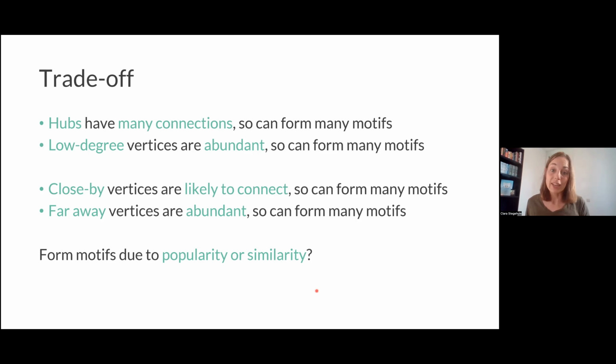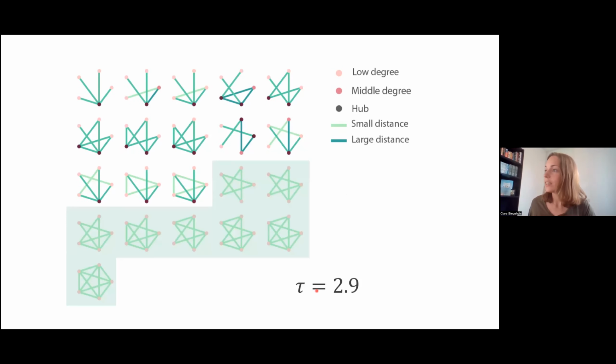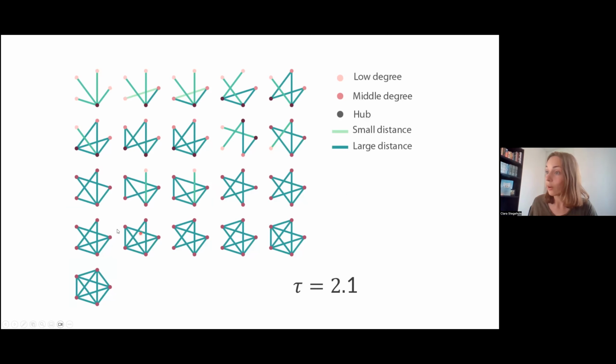And of course, there's also still a trade-off between these two. You can either form many connections because you're very popular, so you are a hub, and because of this you can create many connections, or because you are very similar to others. The difference is that in some cases, all these motifs are formed between similar vertices, and in this case, they are formed by more popular vertices. So this shows that in these network models, there are two ways to create a subgraph.